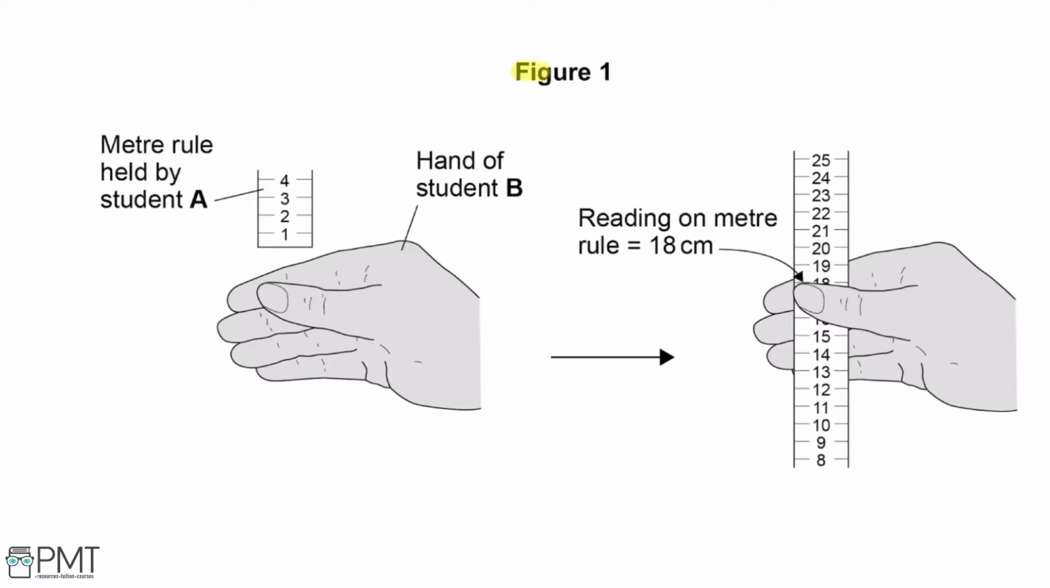So this is figure 1 showing how this ruler is dropped. Student A will hold the ruler above student B's hand and then will let go, and student B has to try and catch it as quickly as possible. And from looking at the image on the right, you can see what qualifies as a reading. So they've said that it is 18 centimetres that student B has caught it at, and 18 is the number that is just about covered by their thumb. So that's how you want to read it in the future.